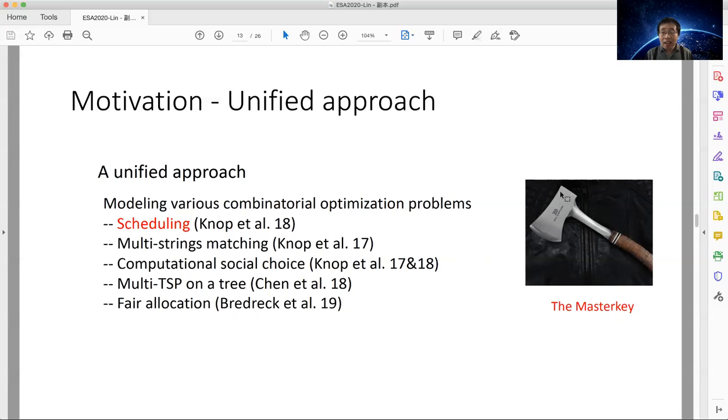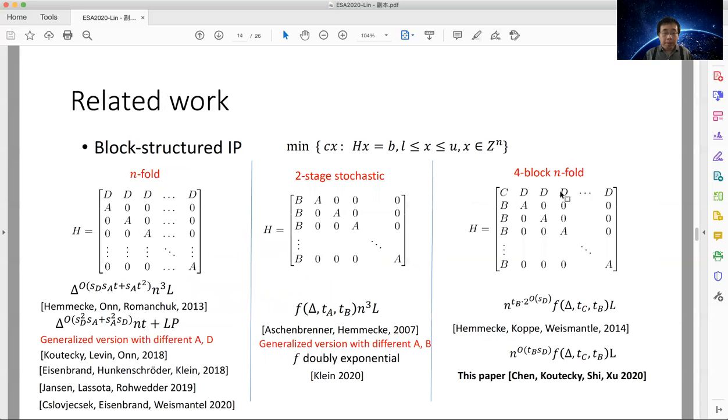So I hope at this moment I have provided you with sufficient motivation for studying these integer programs. And now let me talk about the related work.